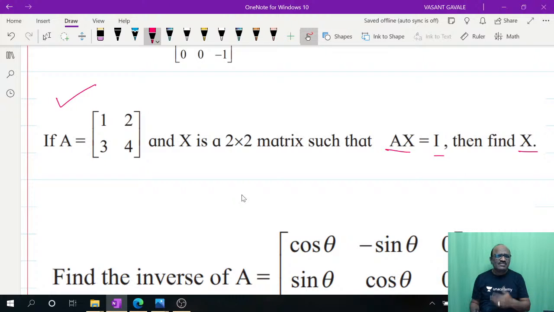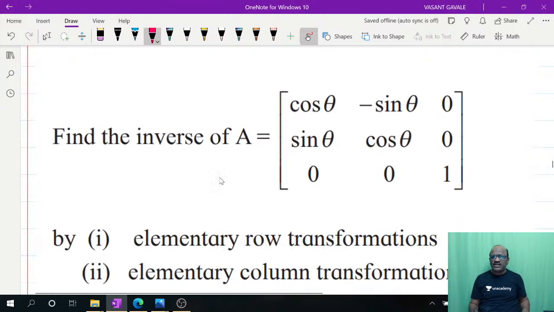If A is [1 2; 3 4] and X is a 2 by 2 matrix such that AX is equal to I, then find the value of X. Okay. Then what is that here? Multiply on both sides by A inverse. दोन्ही साइडला A inverse ने जर आपण मल्टिप्लाय केलं, then A inverse into A, that is I, into X is X. What about here? A inverse into I, then you will get the value of X. You can find out. हा देखील क्वेश्चन टेक्स्टबुक मध्ये आहे. Find out the inverse.